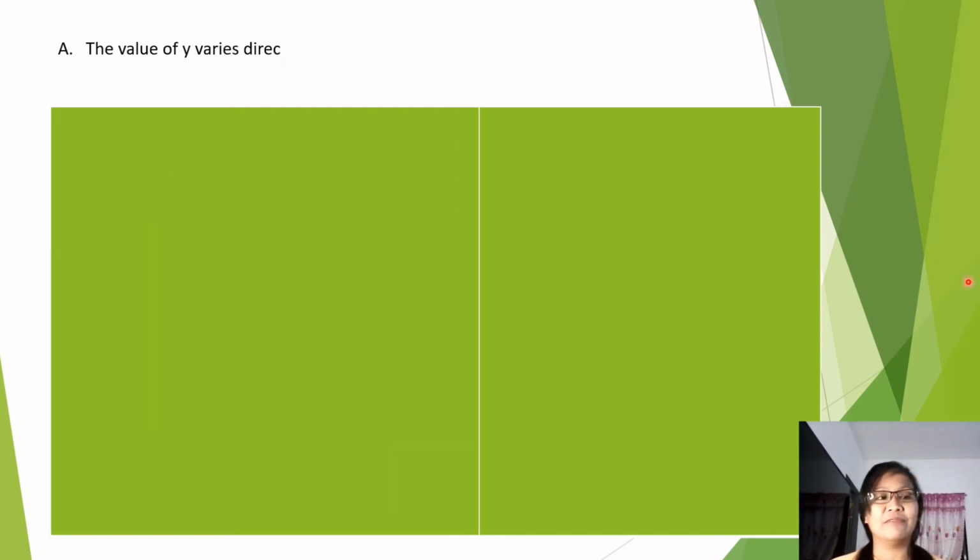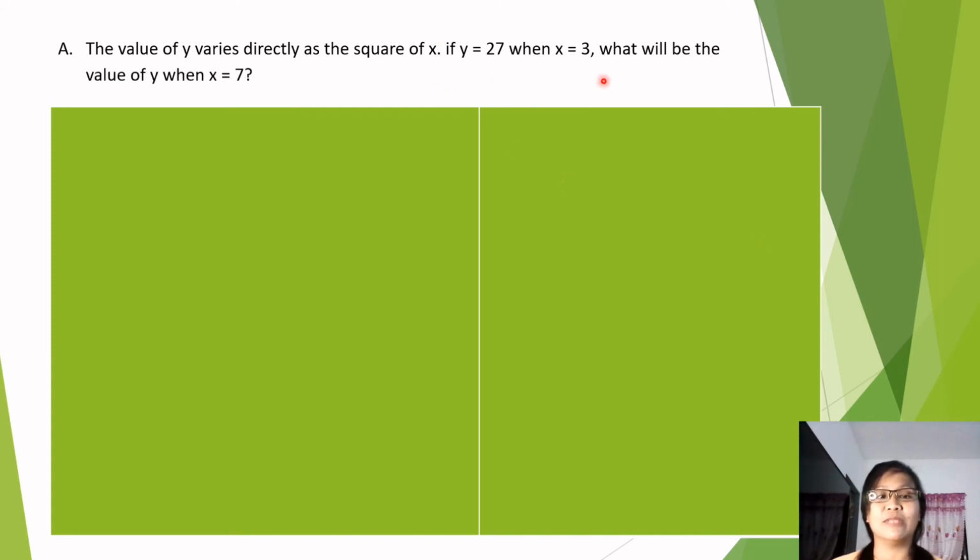The value of y varies directly as the square of x. If y is equal to 27 when x is equal to 3, what will be the value of y when x is equal to 7? So we need to find the given first. Y sub 1 is 27, y sub 2 is the unknown, and x sub 1 is 3, x sub 2 is 7. Then we will find the equation.